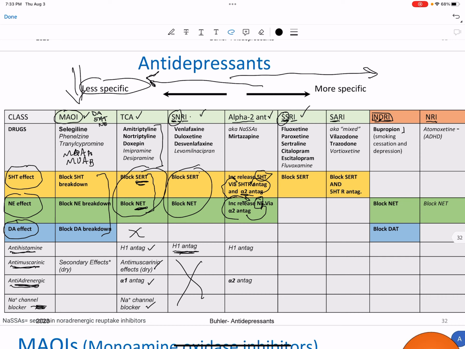SSRIs are what we most commonly see, and those just block serotonin reuptake. SARIs have two different effects on serotonin. Not only do they block reuptake, but they're also an antagonist at certain subtypes of receptors. So you're increasing serotonin levels in the synapse, but you're blocking some receptor subtypes. So you're only getting increased serotonin signaling where you want it and not where you don't want it.